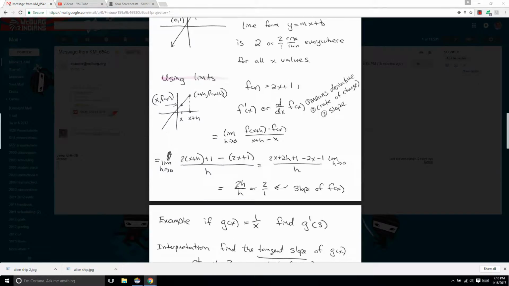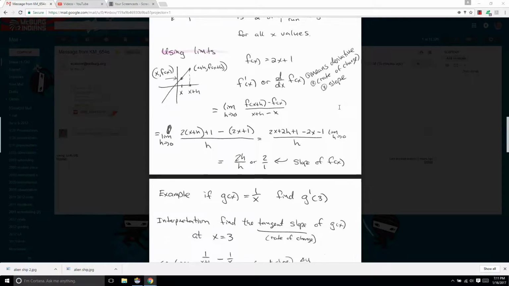Okay, so f of x is equal to 2x plus 1. Now, how do you denote a derivative? We use this notation, f prime of x, or sometimes they use the notation d/dx, a derivative with respect to x of the function f of x. Both of these mean derivatives, they both stand for rate of change. They both are going to give us a slope, a tangent slope.